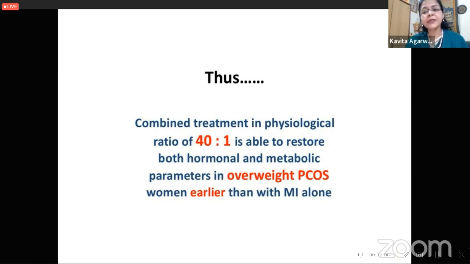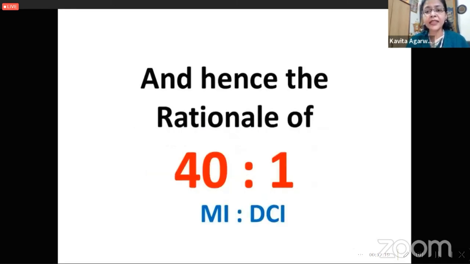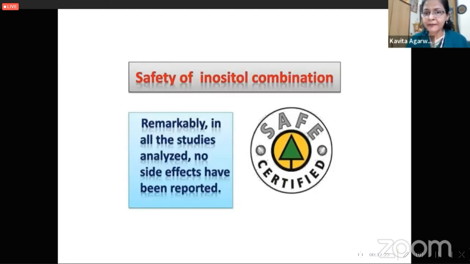So combined treatment in a physiological ratio of 40:1 is able to restore both hormonal and metabolic parameters in overweight PCOS women earlier than myo-inositol alone. And hence the rationale of 40:1, if we go by pathophysiology or we go by the evidence.